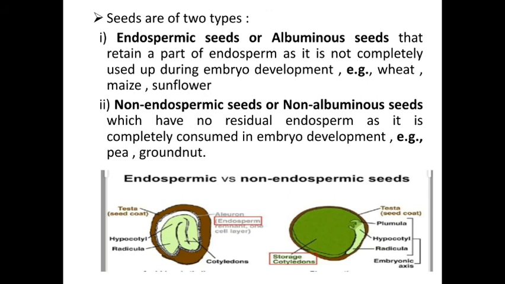So today we came to know about the development of seed, how seed is developed. So what are seeds? Seeds are fertilized ovules, and these seeds are composed of embryo, endosperm and seed coat. I hope that you have understood the development and formation of seed, and the two types of seed.